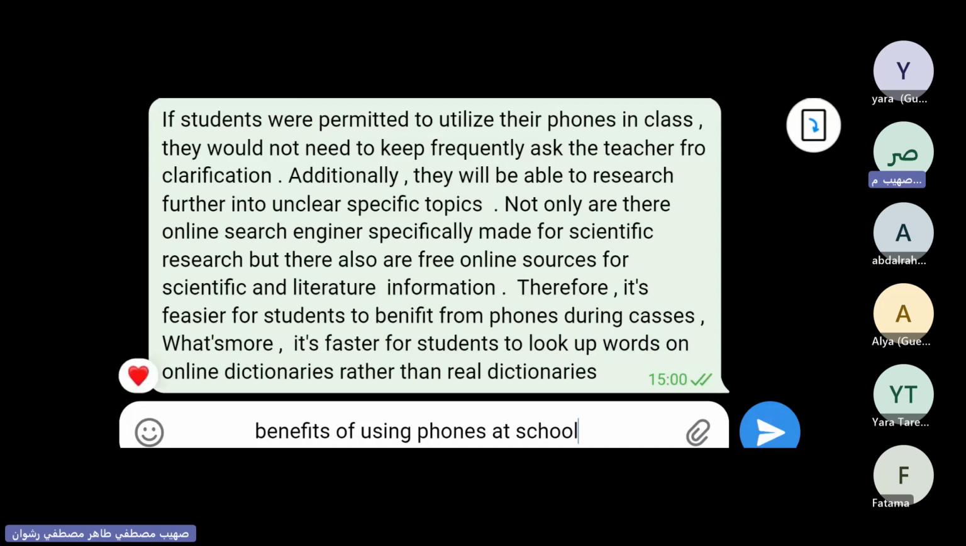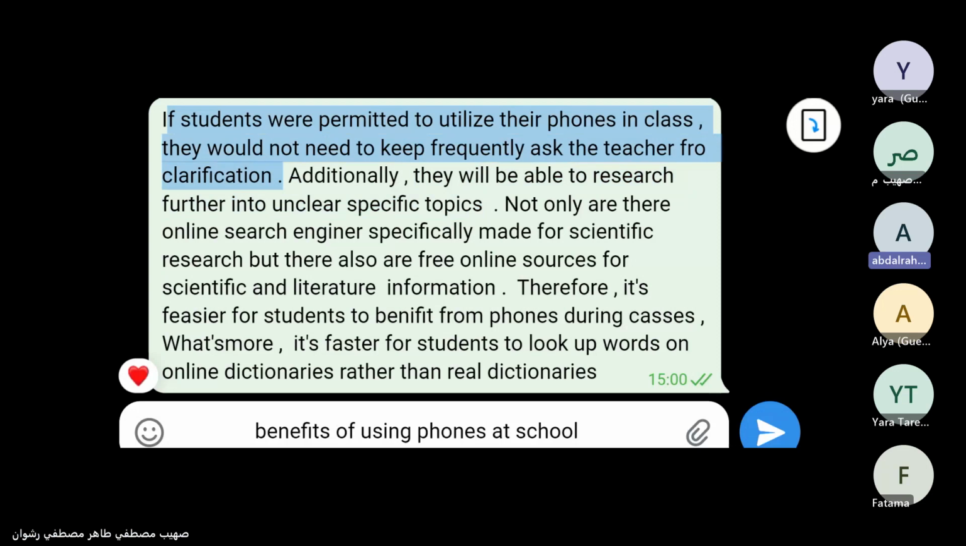I believe that maybe the idea in the first sentence didn't get enough description. Yeah, you mean if students were permitted to utilize their phones in class, they wouldn't need to frequently ask the teacher for clarification, right? Yes, I should have explained why. Yes, you didn't give the supporting detail for this point. You moved on to the next point directly. Additionally, they will be able to research into further unclear specific topics. What do you think of the relation between this idea and this idea?